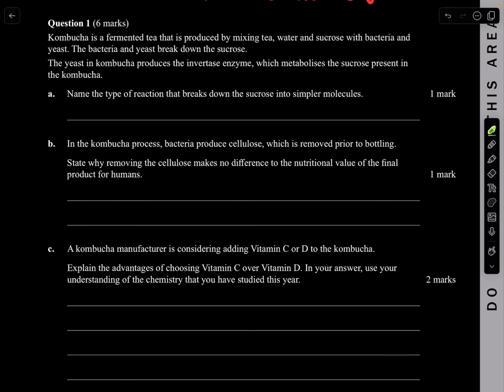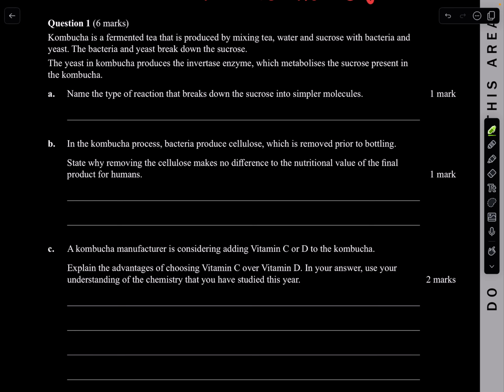Question 1. Kombucha is a fermented tea that is produced by mixing tea, water and sucrose with bacteria and yeast. The bacteria and yeast break down the sucrose. The yeast in the kombucha produces the invertase enzyme, which metabolizes the sucrose. So metabolizes means that it basically breaks it down, the sucrose present in kombucha. Name the type of reaction that breaks down the sucrose into simpler molecules.